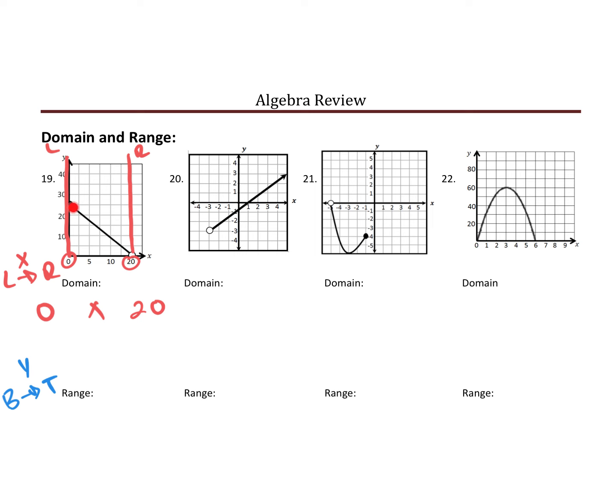On the left side, I had a closed circle. That means I need an equal sign. So less than or equal to. On the right side, I had an open circle. So it's just like a less than sign. No equal sign necessary for that one.